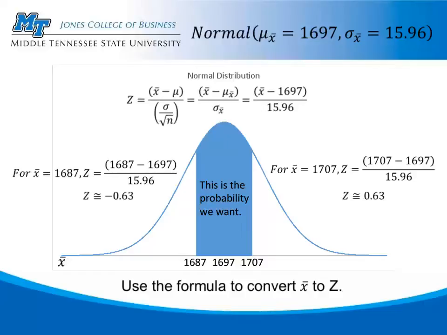So here are the calculations. 1687, we just plug that in for x bar, and we figure out that the z value would be a negative 0.63. Now the one on the other side, because it's the same distance, it's just 10 above instead of 10 below, we come up with a value of positive 0.63. But now that we have the z values, we can go to the table and figure out the probabilities.